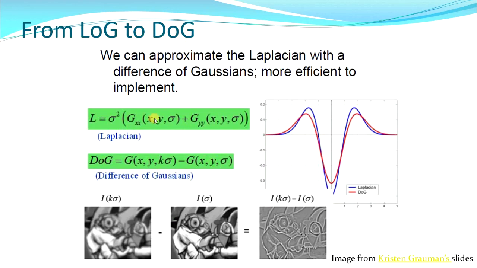So the Laplacian of Gaussian is given like this, where you have this Gaussian function with variance sigma, and you take its double derivative in the x direction, double derivative in the y direction, add both of them, and multiply with the variance squared, and that is your Laplacian. So this is a complex operation. This takes a lot of time. So you can approximate it using a difference of Gaussian.